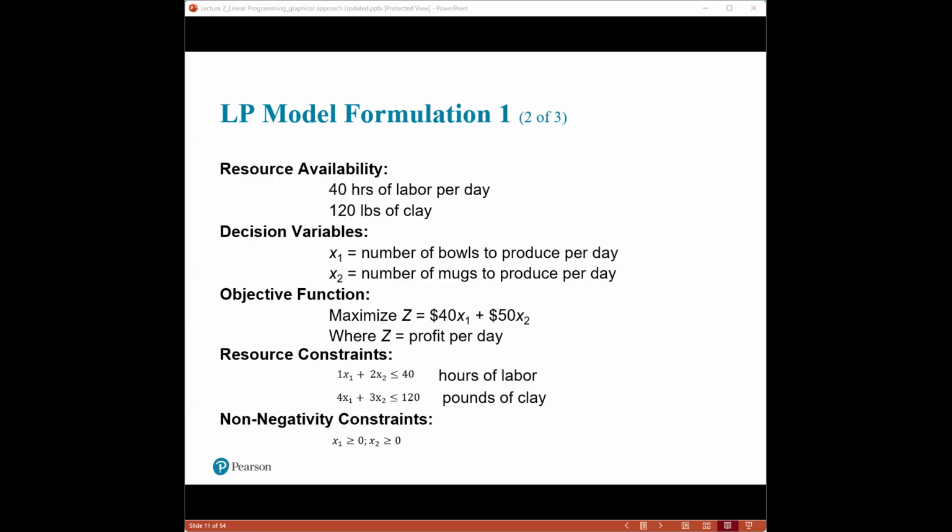Produce 24 bulls, 8 marks, and you get a maximum profit of 1,360. If you produce more than 24 bulls, you cannot get the maximum profit. If you produce less than 8, you will not get it. If you change any of these values, you will not get the maximum profit again. That's what the solution talks about.